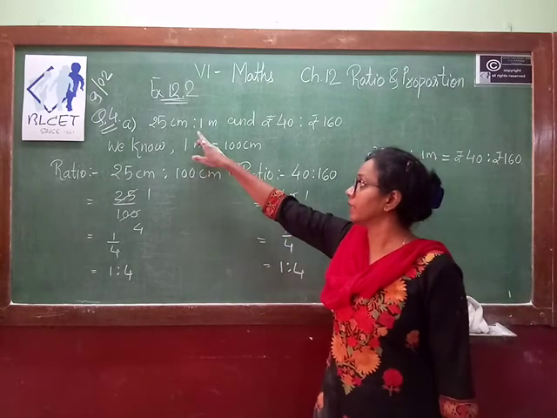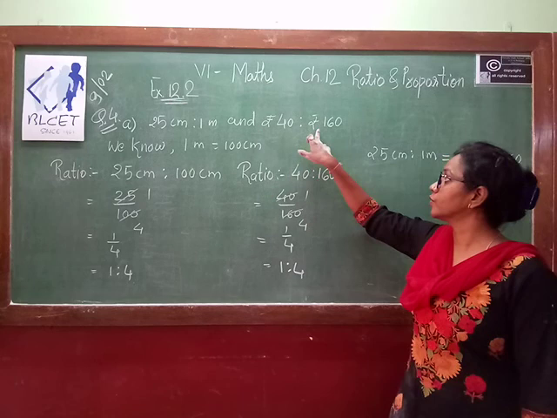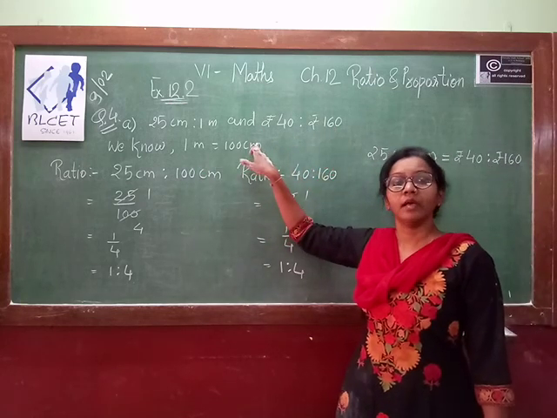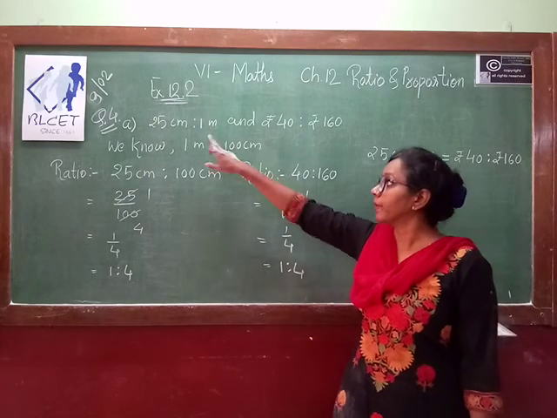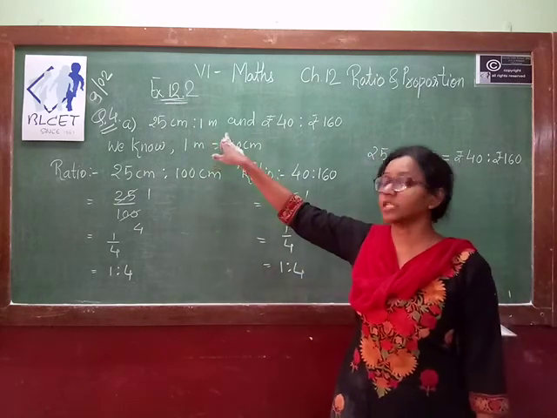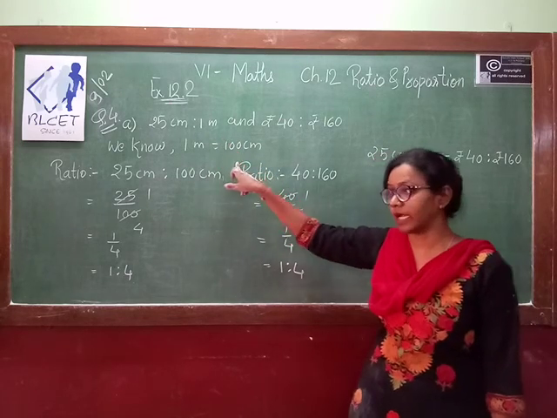Okay, so what is given? 25 centimeter is to 1 meter and another is rupees 40 is to rupees 160. So we know that 1 meter is equal to 100 centimeter. Whenever you want to compare two quantities, they should be in the same units. One is centimeter, one is meter. You cannot find any kind of ratio, so meter we have to convert into centimeter.